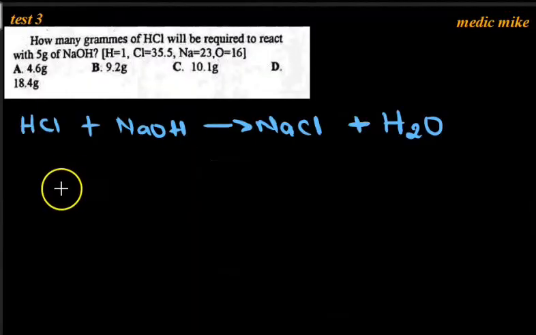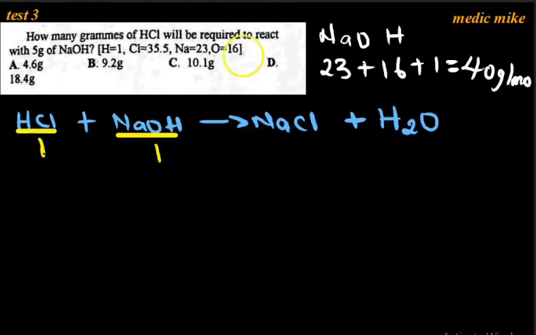So for our test 3, we have a question which is asking us to find how many grams of HCl will be required to react with 5 grams of sodium hydroxide. So this is our balanced equation for the reaction. Now we'll pick out the two reagents that we are using for this reaction, which the question is requesting: HCl and sodium hydroxide. So those are the two things we're going to use. And comparing their mole, we'll be having 1 mole to 1 mole.